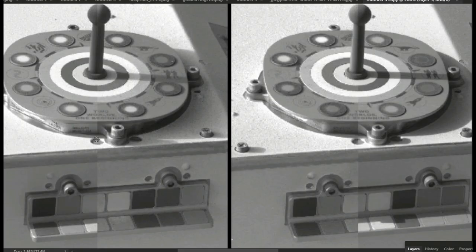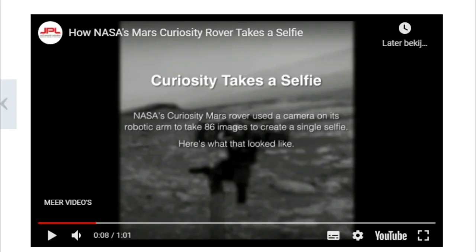So now we stitch some images together. And we can see the lines here, the seams. And there can be an hour between the first and the last image, because NASA told us that.